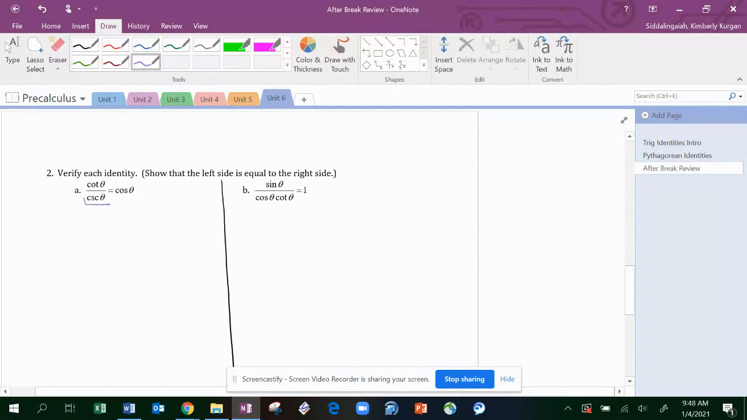So I'm going to start with this side, and I'm going to think, how can I simplify that to cosine of theta? That's my goal. And I'm just going to work with the cotangent divided by cosecant the way I would have on the other side of this page. So cotangent is cosine over sine. If you have to look that up on the other page or your other notes, that's okay. We're going to divide that by cosecant, so that's 1 over sine.